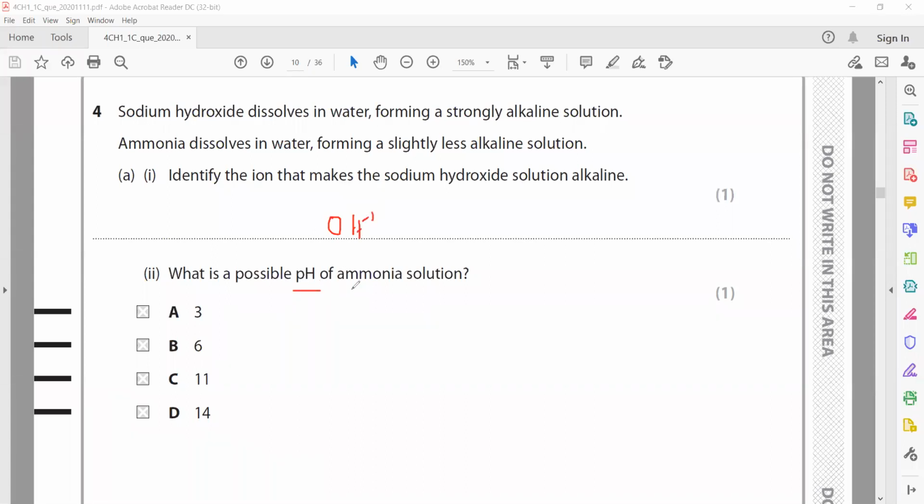What is the pH of ammonia solution? Just now we did in the Cambridge paper that predicting the pH. So that is 11.